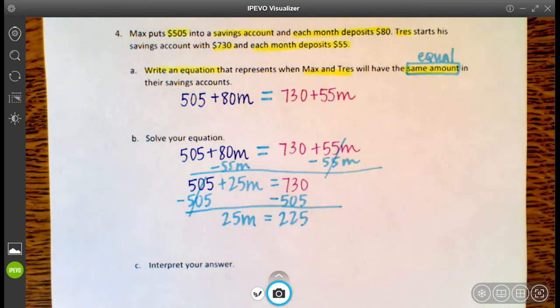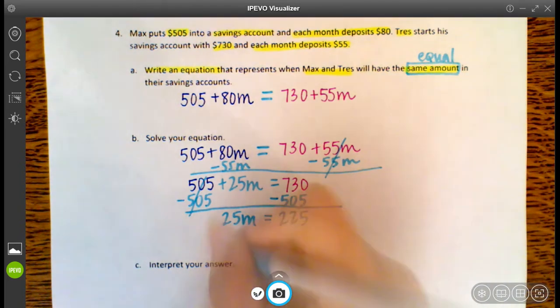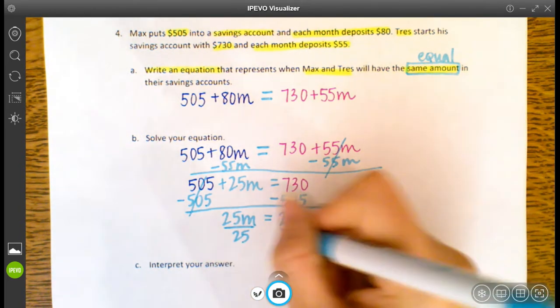So to finish this up, guys, we need to figure out in which month or how many months when will Max and Trey have the same amount of money in their account. So instead of multiplying by 25, we divide by 25.